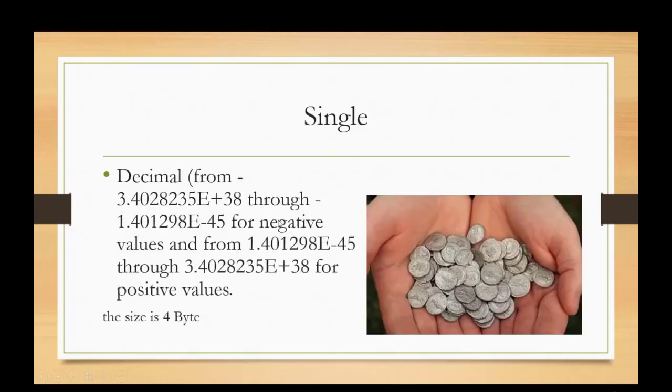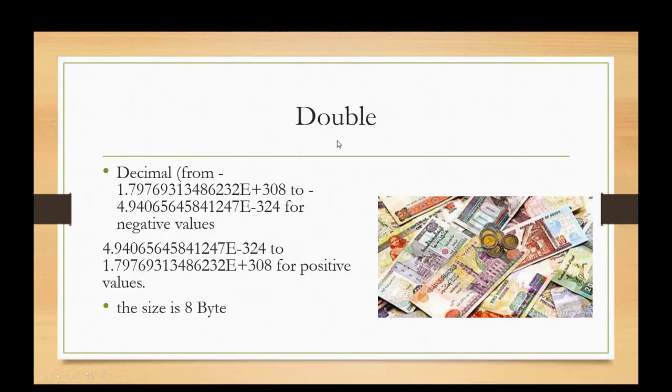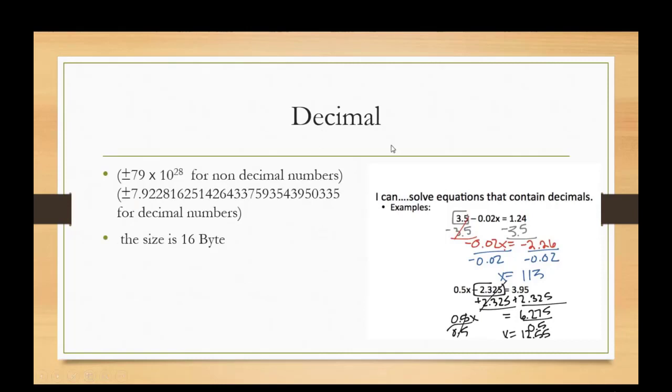Single, it is a decimal number, also 4 bytes. Double, it is a large decimal number and it is 8 bytes. And there is a decimal variable, 16 bytes. It is larger, for complicated mathematical problems.